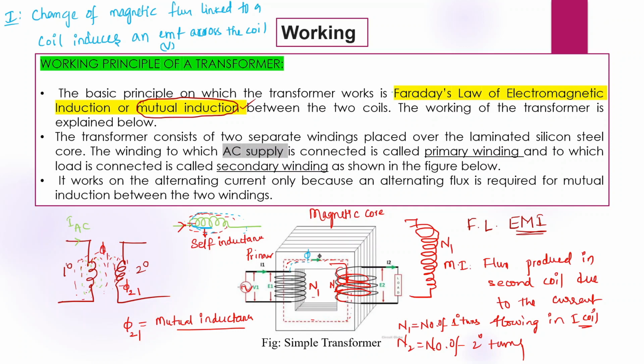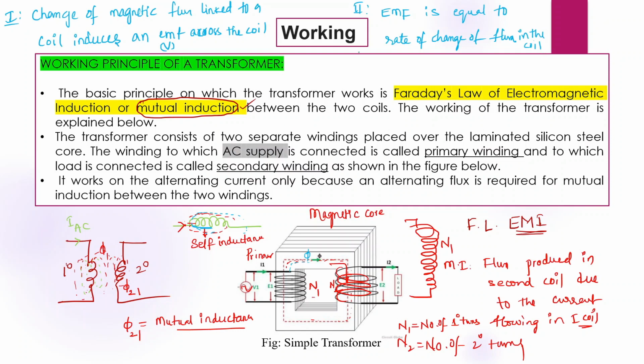Now let us see the second law of Faraday's electromagnetic induction, which is that the EMF induced across the coil is equal to the rate of change of flux linkage in the coil. The EMF which was induced in the first law is equal to the rate of change of flux linkage in the coil.